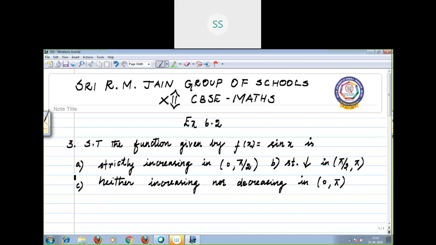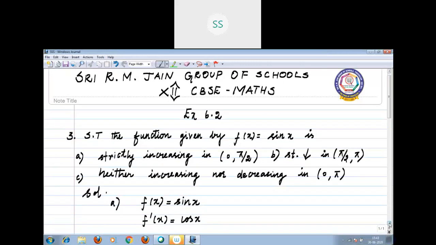Solution. First subdivision, they said f of x equal to sin x. Whether you want to check increasing or decreasing, the first step is to find the derivative of the function. What is the derivative here? F dash of x equal to, what is the derivative of sin x? Cos x. Derivative of sin x is cos x, right?